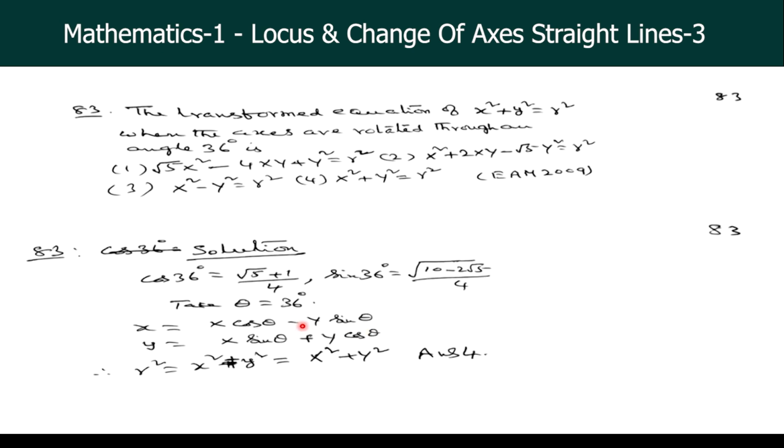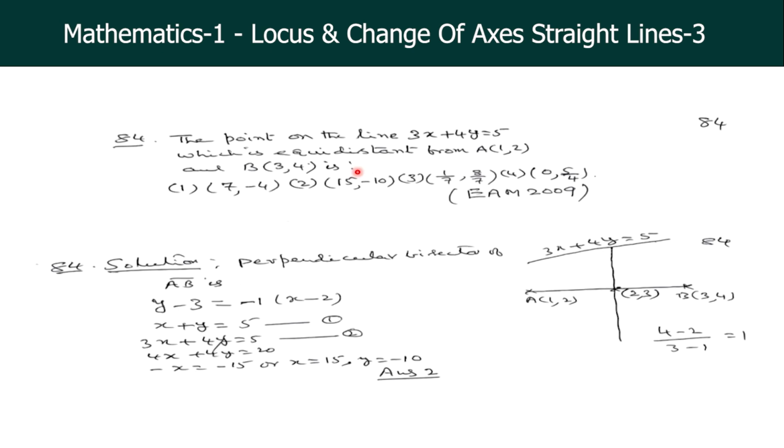Here θ is equal to 36 degrees, but the result is independent of the value of θ. Squaring and adding, you will get r² = x² + y², which is X² + Y². So the correct option is option number 4.